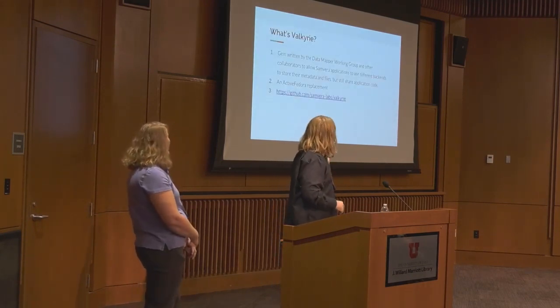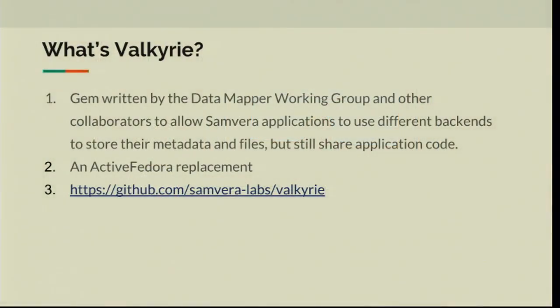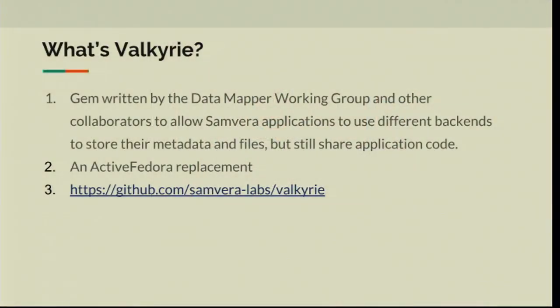So first of all, what is Valkyrie? It was a gem written by the Data Mapper Working Group and a variety of other people, and the goal was to make a library that lets us use whatever backends we want and still share the application code, so that we can stop arguing about where we want to store things. If you imagine it in your stack, it replaces Active Fedora, and you can see our Samvera Labs repository right there.